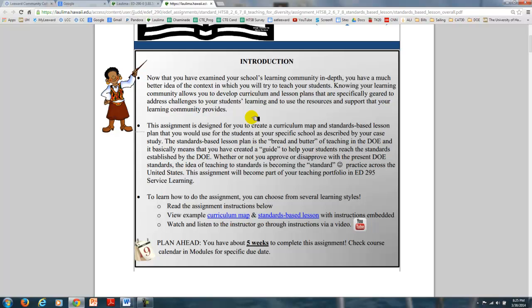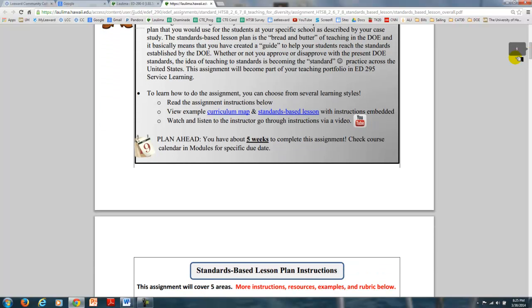Keep in mind that the standards-based lesson plan, or lesson planning in general, is the bread and butter of all teachers, and it basically serves as a guide to make sure that we know and plan what we're going to do that day, whether it works out or not. So you're going to be able to use this assignment as a wonderful example of your ability to lesson plan in your teaching portfolio someday in Ed 295 Service Learning.